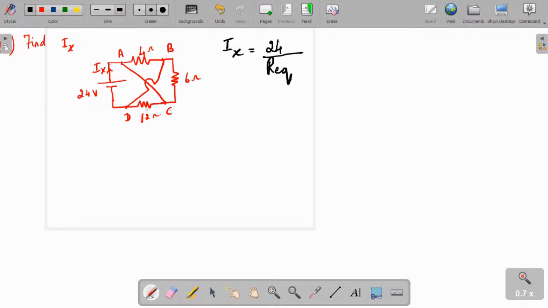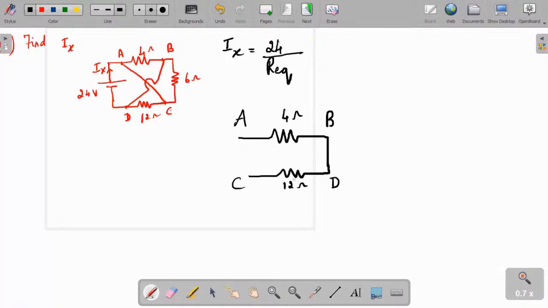Okay, so I will redraw the question. So here A, B, C, D. Okay, so I am taking it like this. The points A, B and C, D. So A to B, I have a 4 ohm resistor. Then B to D is a short circuit. Next, D to C, I have a 12 ohm resistor. Next, A and C are again short circuited.